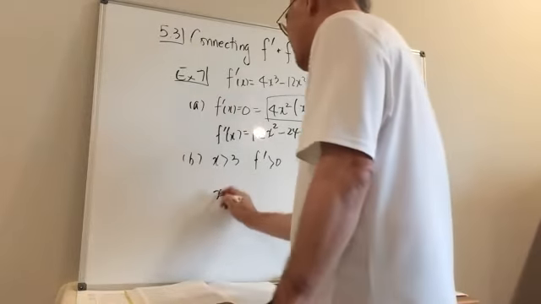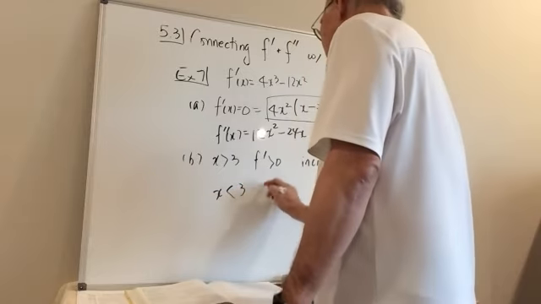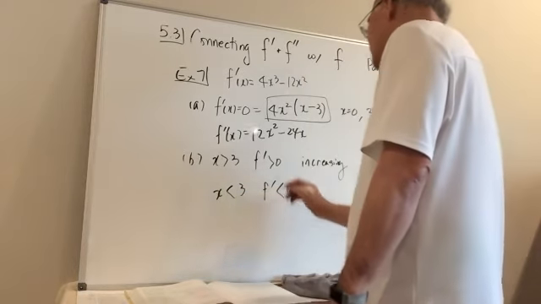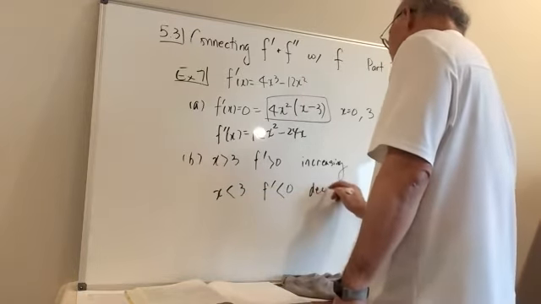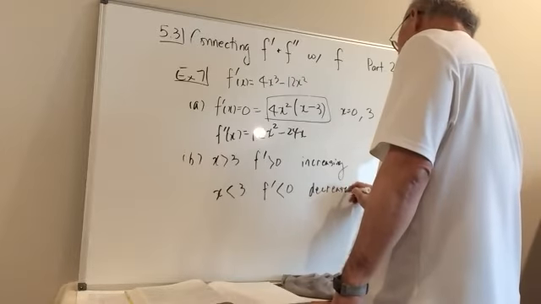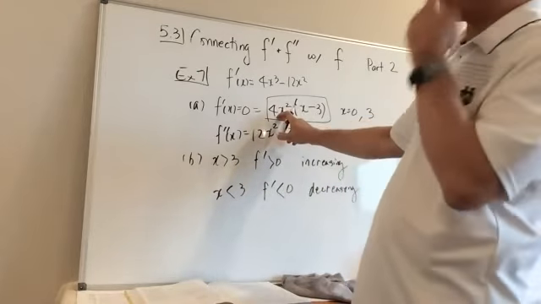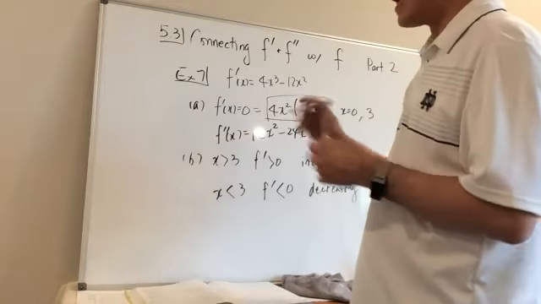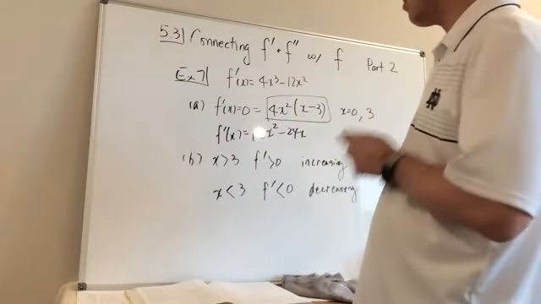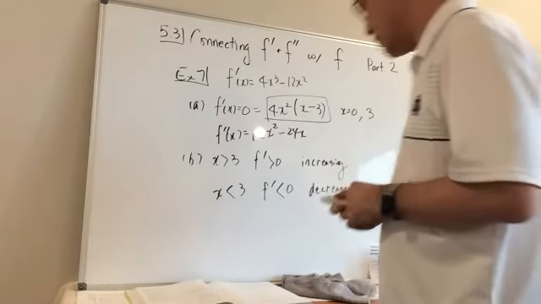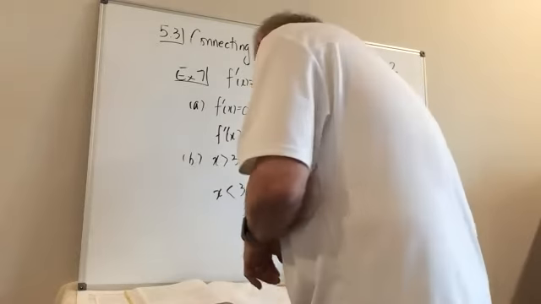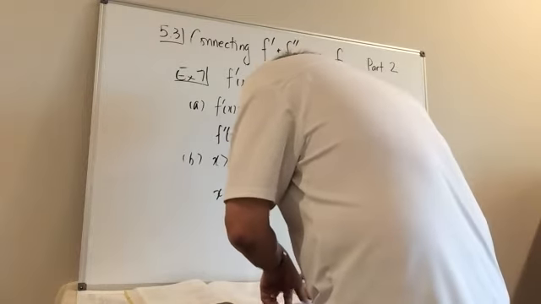When x is less than 3, f prime is less than 0, so I'm going to be decreasing. Again, x equals 0 is a point of concern here, but since the sign doesn't change at x equals 0, I am still decreasing. All right, so we're good there.